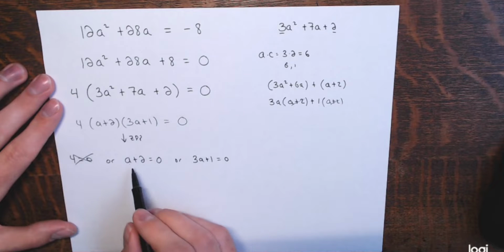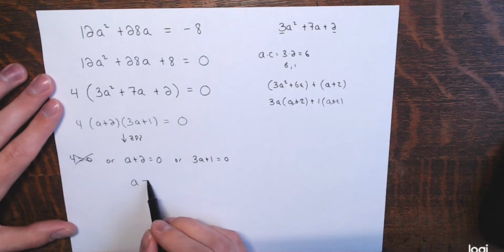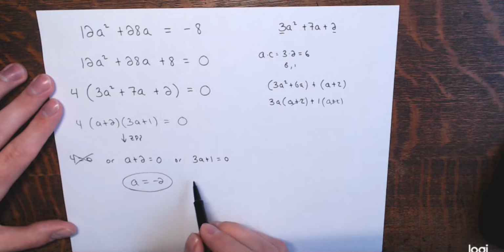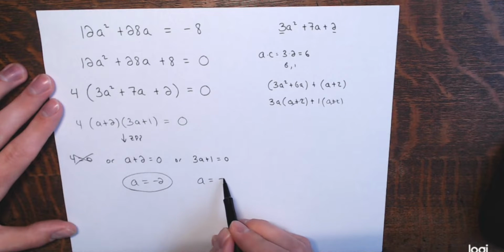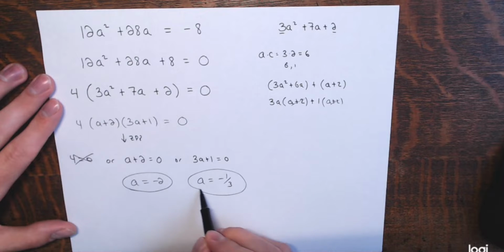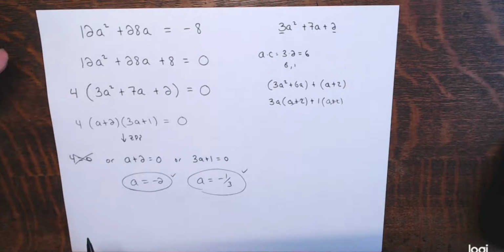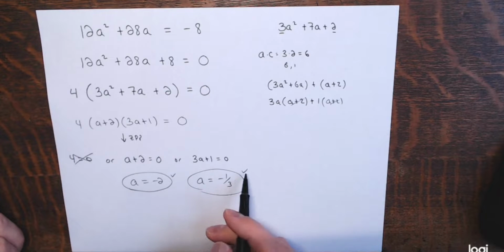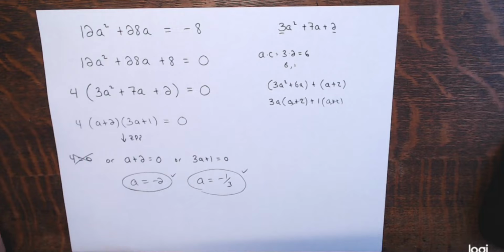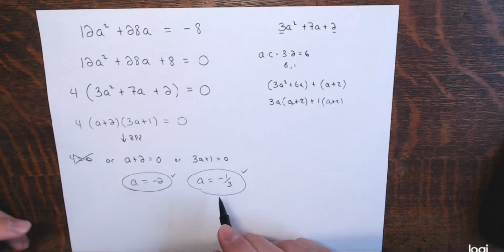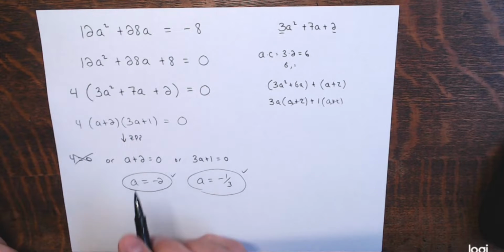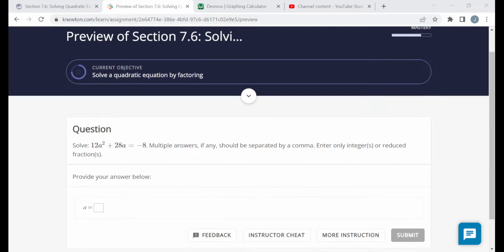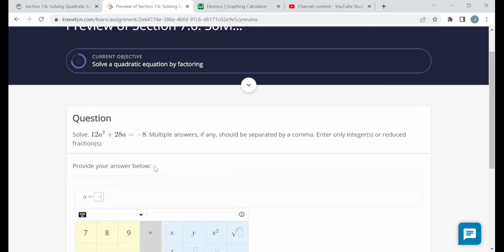So from a plus 2 equals 0, we get a equals negative 2. From 3a plus 1 equals 0, we get a equals negative 1/3. And again, if you're doing everything correctly for these polynomial equations, these quadratic equations, these should be good. But I'll put the little check marks next to them just to remind you, check, go back to the original equation. Plug in negative 2 for a, plug in negative 1/3 for a, and you should get negative 8 equals negative 8. It should be true. So again, separated by commas here, negative 2, comma, negative 1/3.